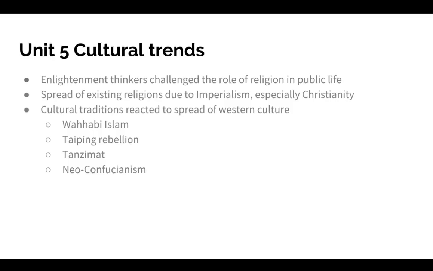So the Enlightenment has an impact on people's thoughts on the role of religion in public life, particularly politically. We have imperialism spreading religion. So Christianity spreads more rapidly to Africa and Asia because of European control of those places. And then in places like the Islamic world, in China, in the Ottoman Empire, we have reactions to the spread of Western culture, which in many cases has to do with a kind of getting back to basics, fundamentalism of the culture in the home country.